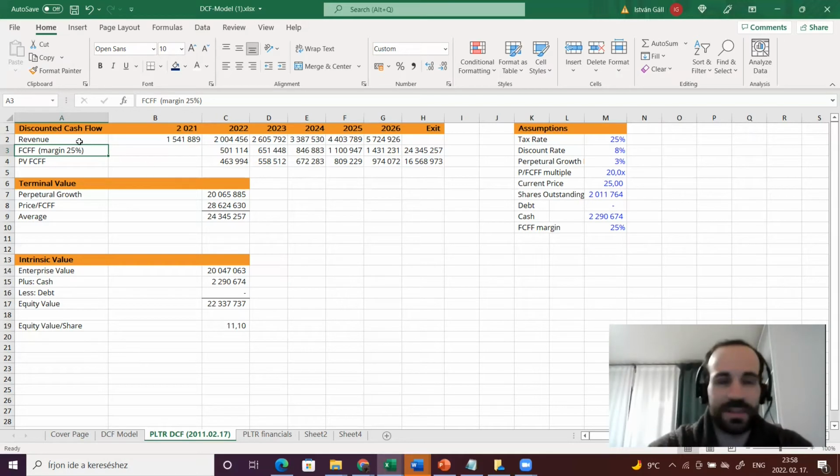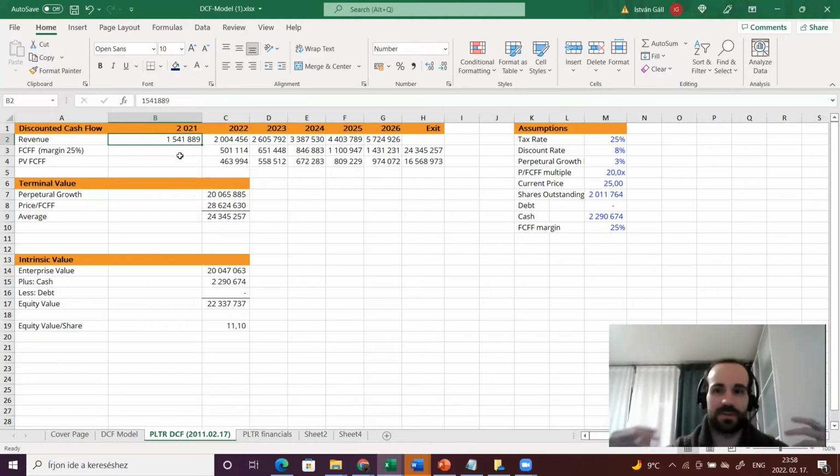The starting point of this calculation is the revenue. For the revenue, we have the latest number from 2021. You can see it on the screen. It's slightly above 1.5 billion. And I'm going to use the assumptions based on the management's expectations. So the management is expecting a revenue growth of 30% over a 5-year period. I'm going to use this number. So I calculated, based on this 30% revenue growth number, the revenues till 2026.